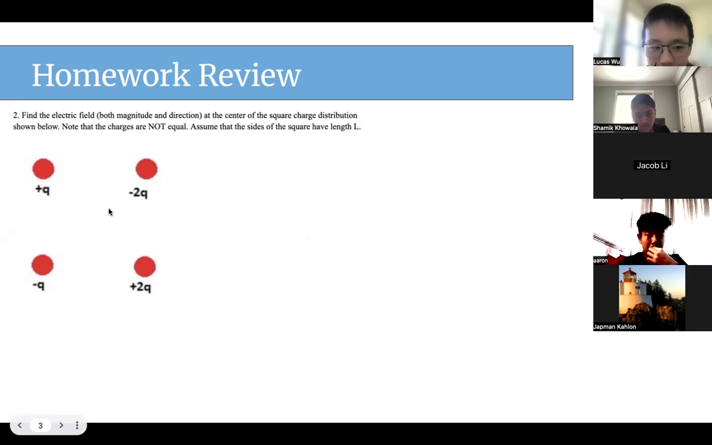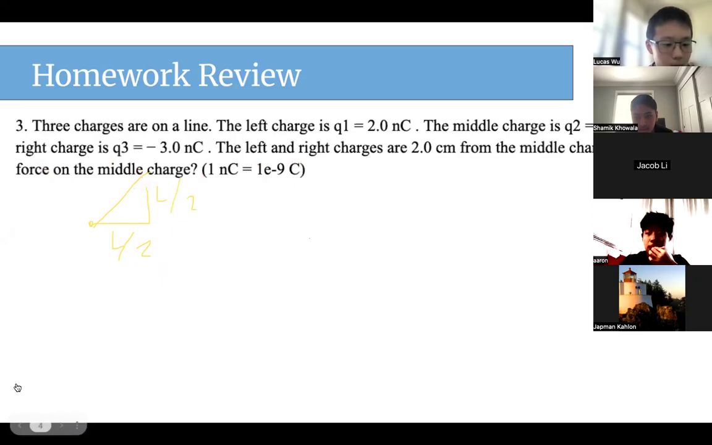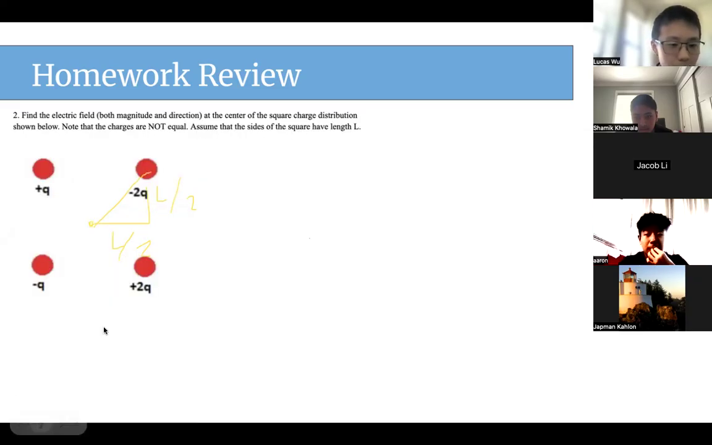Okay, I guess let's see. What if I draw a point here? For example, for that corner, that one will be L over 2. This is L over 2, and we should probably use the Pythagorean theorem to find the total R. And then, let's see. Hold on, hold on.